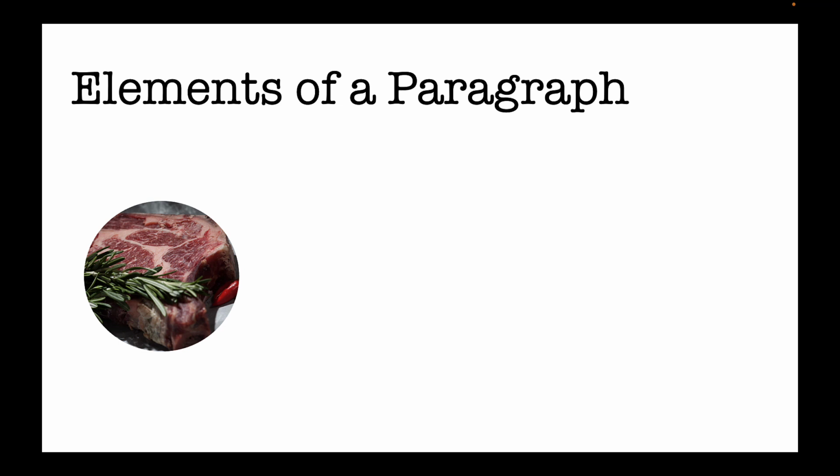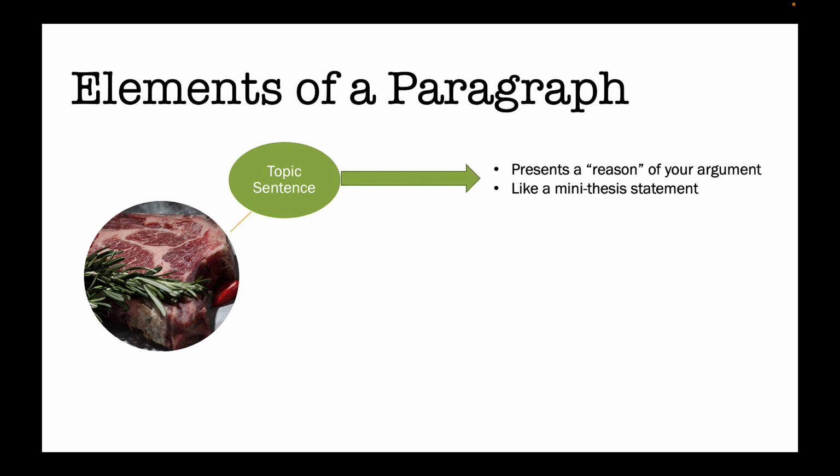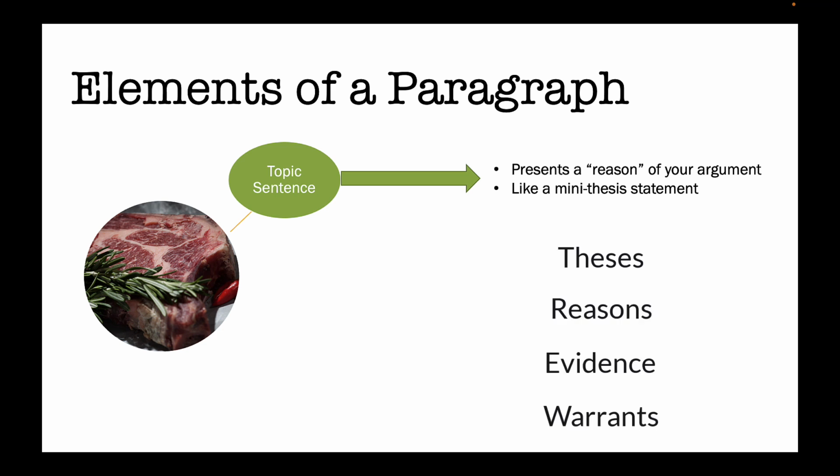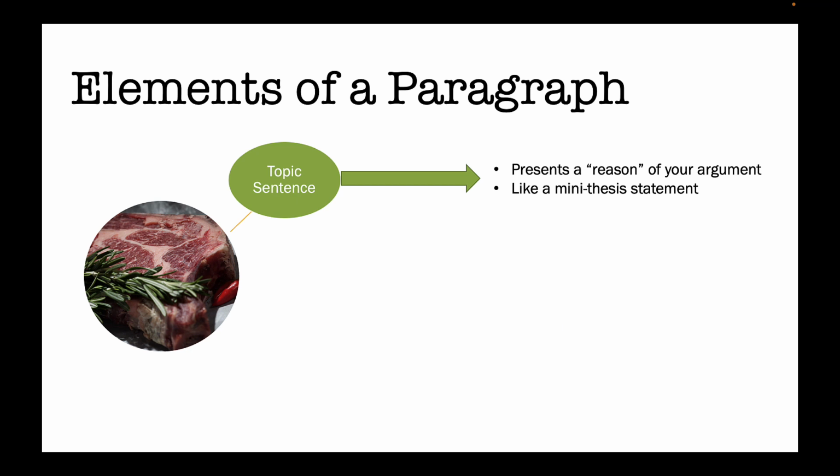And paragraphs tend to have three elements. The first is a topic sentence. This is the first sentence in the paragraph, and it does some very important things. First, it presents essentially a reason of your argument. Remember what arguments are made of. They're made of theses, reasons, evidence, and warrants. Topic sentences of paragraphs should be your reasons, the points that you make to build to or to support your main thesis. You should think of topic sentences like mini thesis statements.